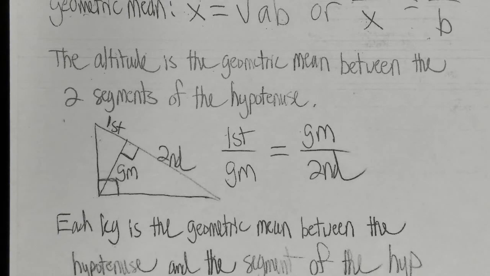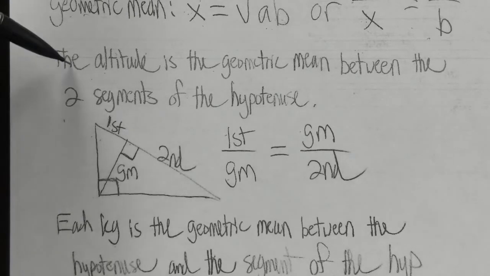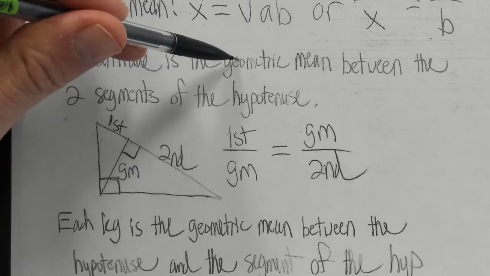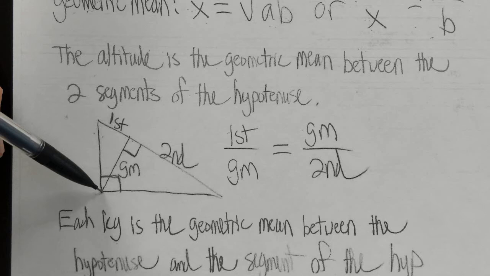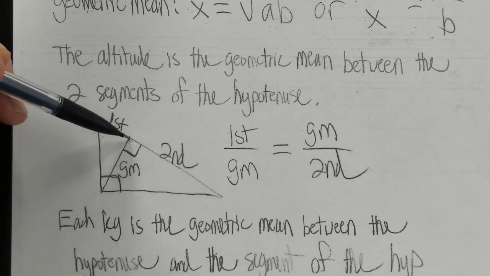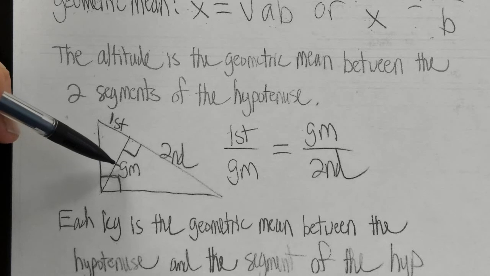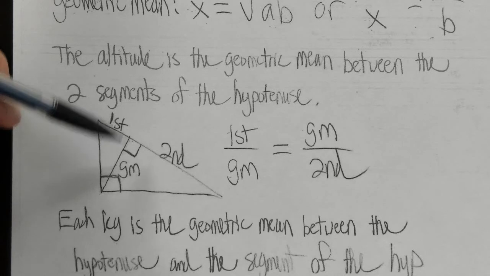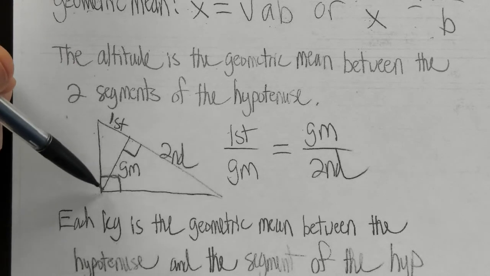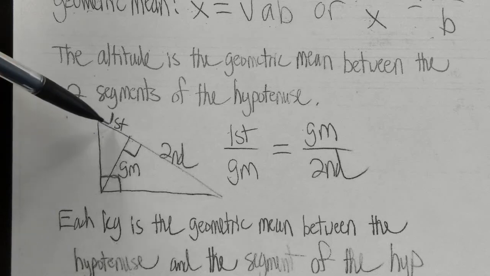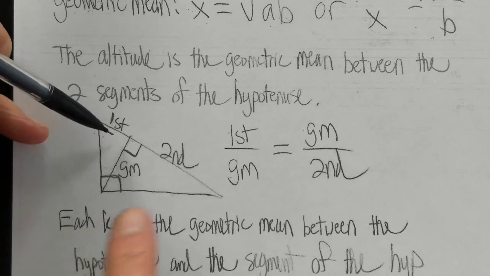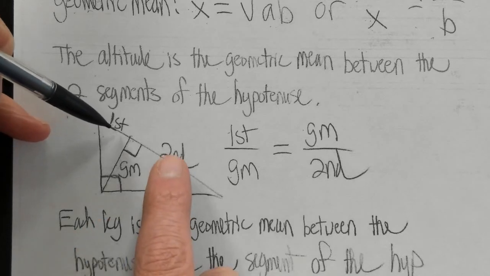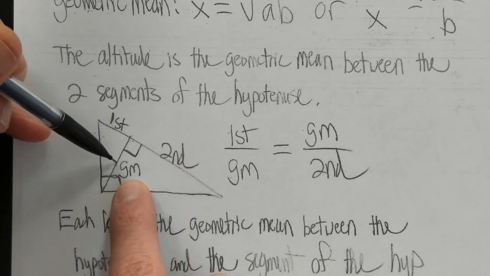okay, then what does the theorem say? The altitude is the geometric mean. So the altitude, remember, is from a vertex and hits the opposite side at 90 degrees. The altitude is the geometric mean. It's going to be labeled as geometric mean between the two segments of the hypotenuse. So the altitude cuts the hypotenuse into two pieces. Here's the first piece, here's the second piece. The geometric mean of these two numbers is the length of the altitude, right?